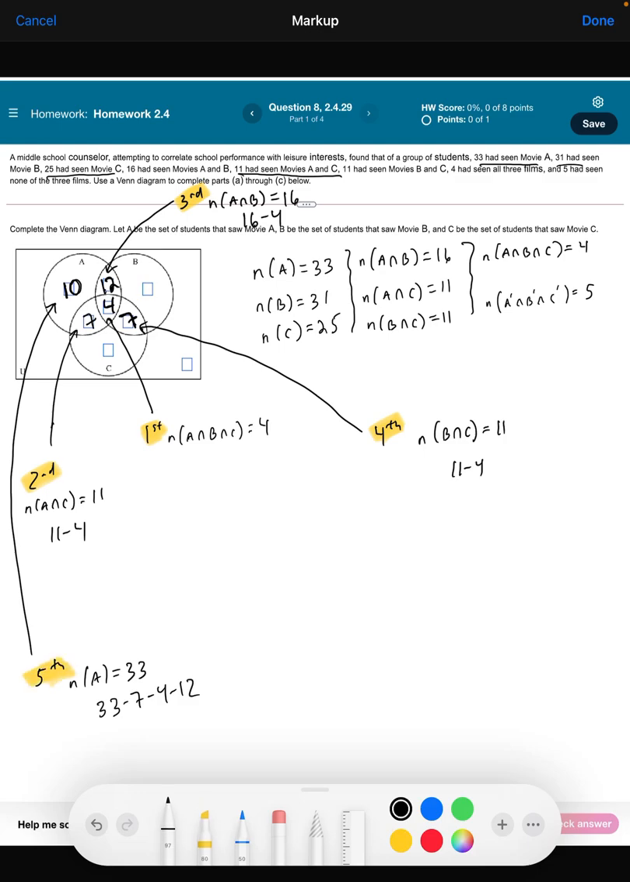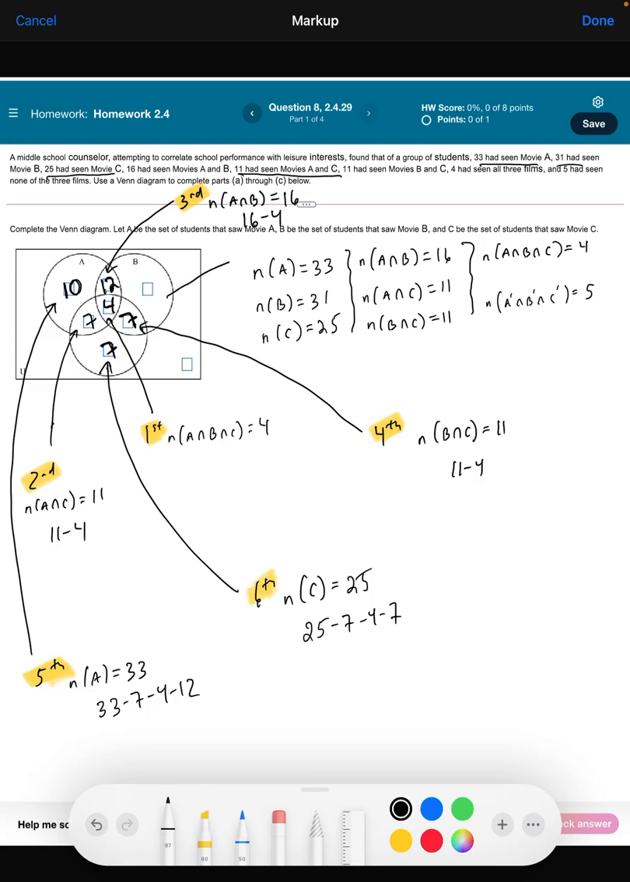All right, now we're going to go here, our 6th step. That is C, and the cardinal number of C is 25. Once again, what numbers do we already know? What numbers are in C? We have 3 of them, so we're going to subtract those 3 numbers. Okay, so 25 minus 7 minus 4 minus 7. Doesn't matter how you subtract them. When you do that, you should get 7, so that number goes right in here. And that was our 6th step.